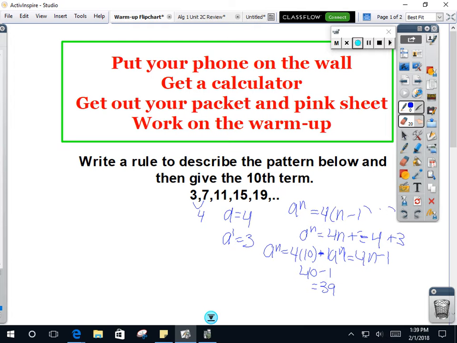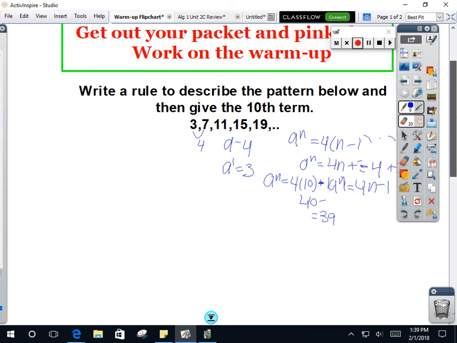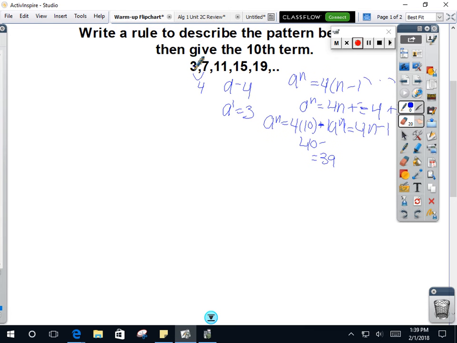Okay, that is correct. Okay, and I'm going to quickly go over what she did. She saw that to get from one term to the next, you had to add 4. So that's how she got D equals 4. Then to write the rule, she also knows you have to know the first term, and the first term is 3. The rule is A sub n equals D times n minus 1 plus A sub 1.